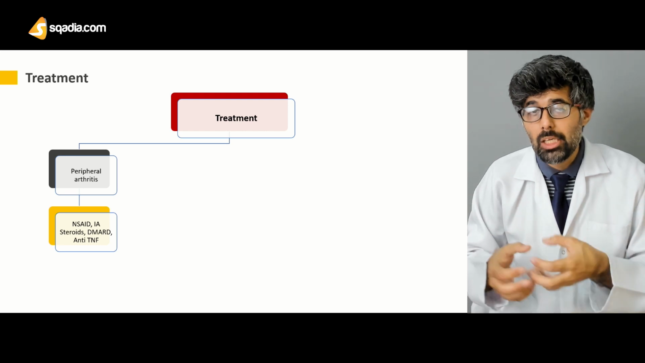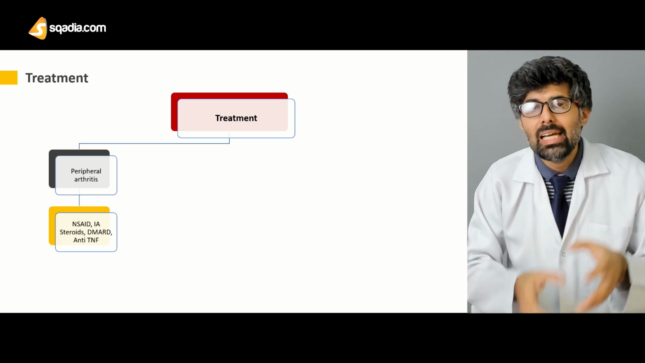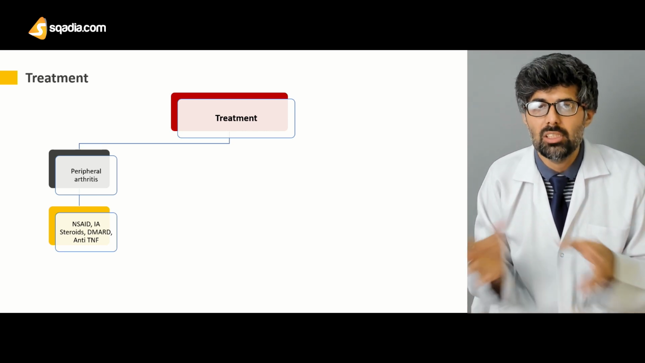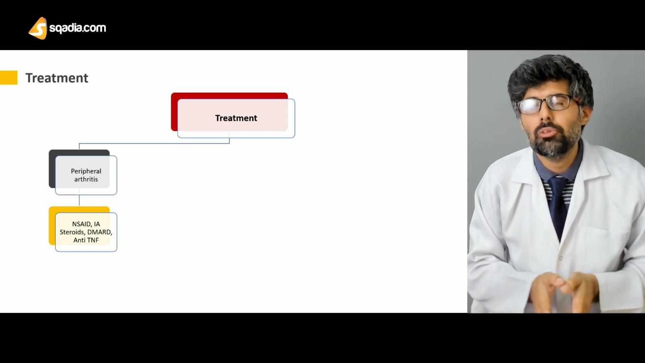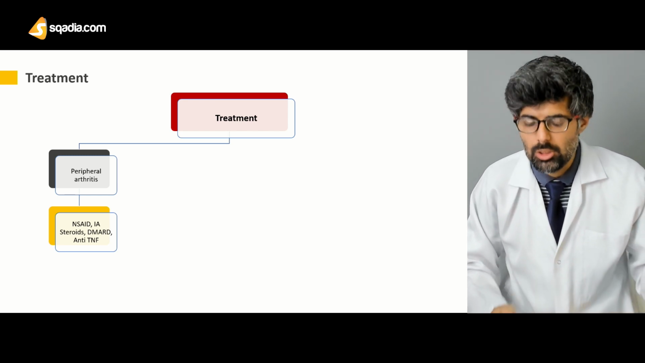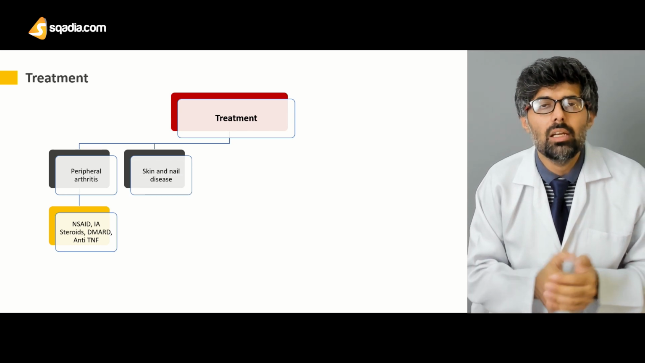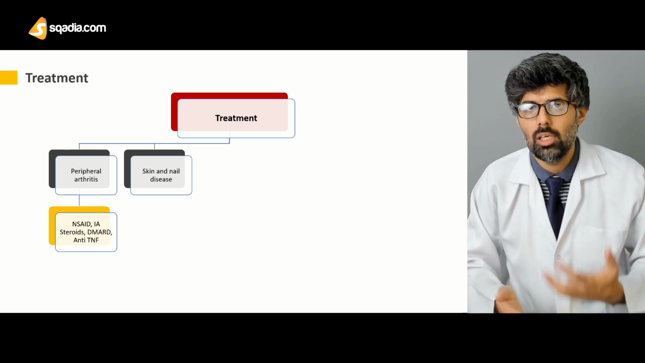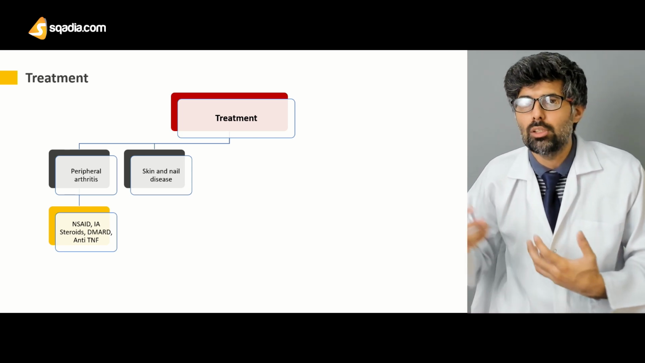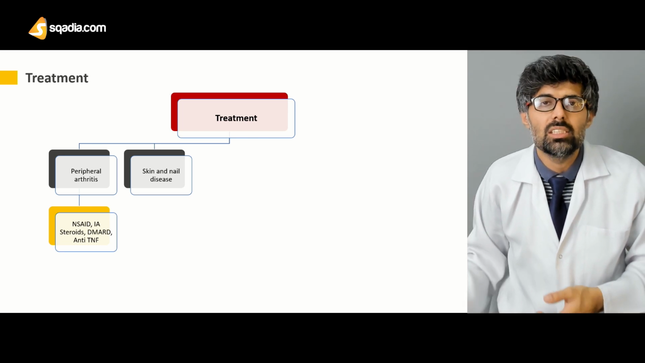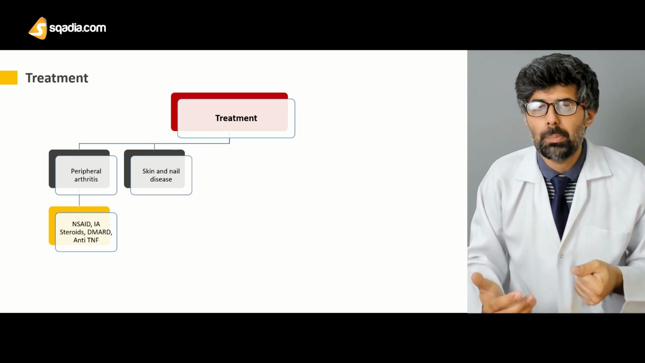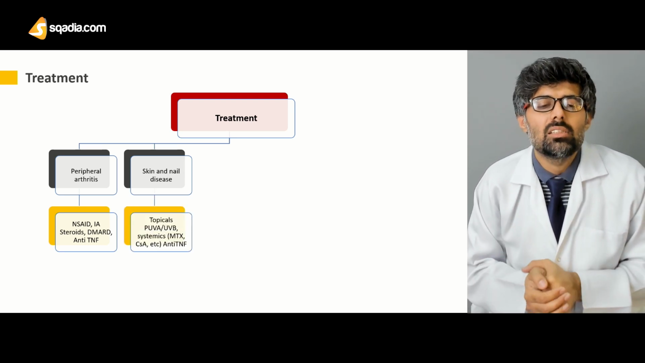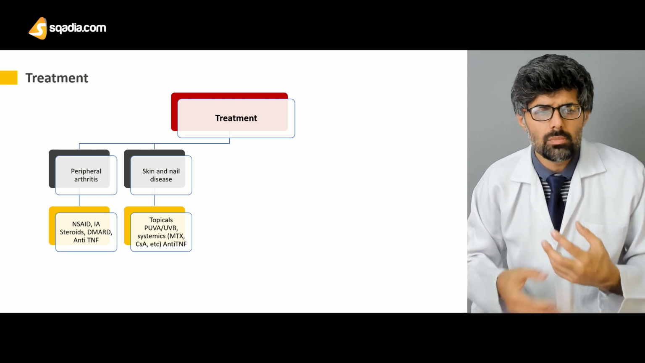Now because we know that in psoriatic spondyloarthritis, the axial skeleton is usually spared and there are more peripheral lesions than central ones, this treatment is of utmost importance. Then we have skin and nail disease, and skin and nail disease goes hand in hand with psoriasis. It is found in 90% of the patients with normal psoriasis skin disease and about 40 to 50% of the patients with psoriatic spondyloarthritis. So skin and nail disease are dealt with topical agents.